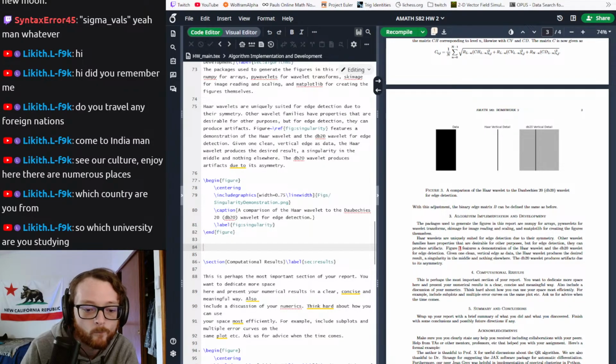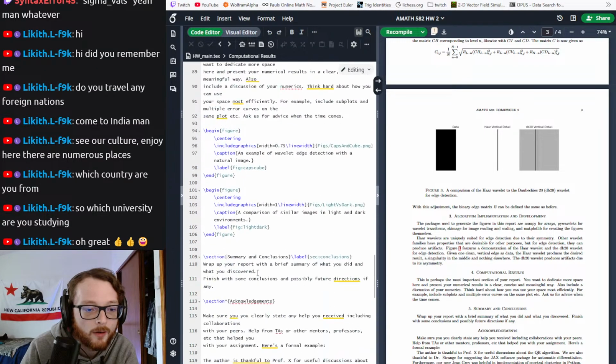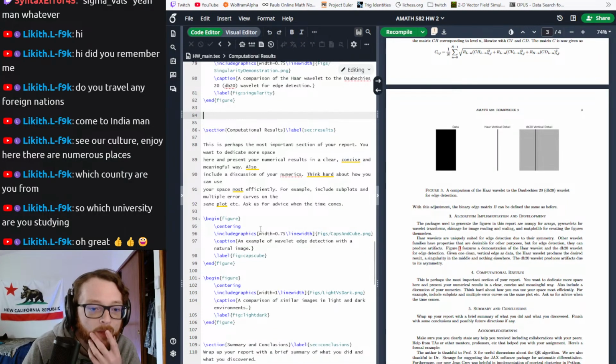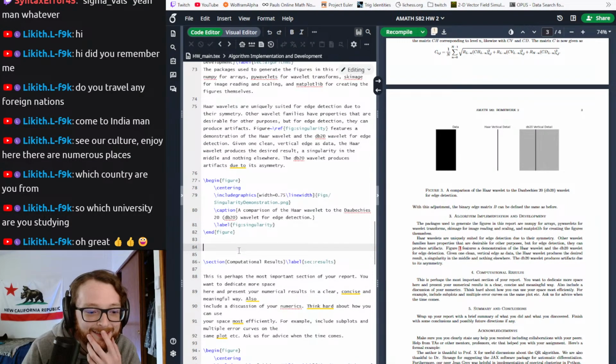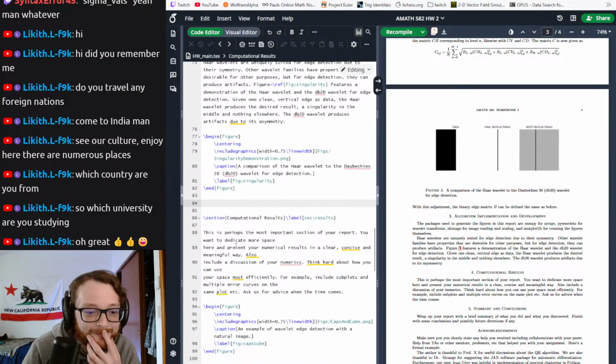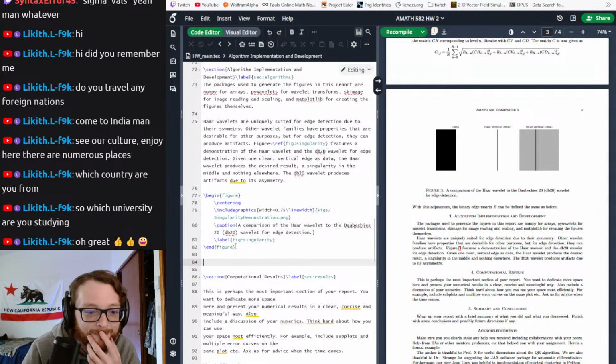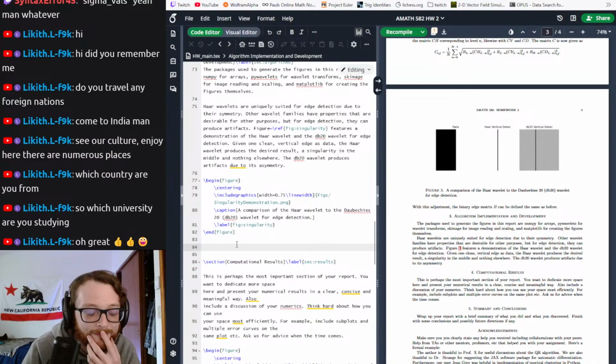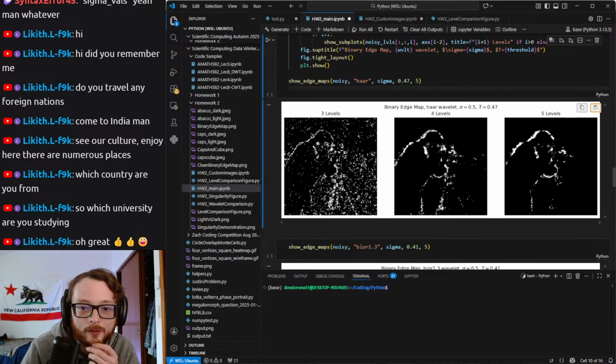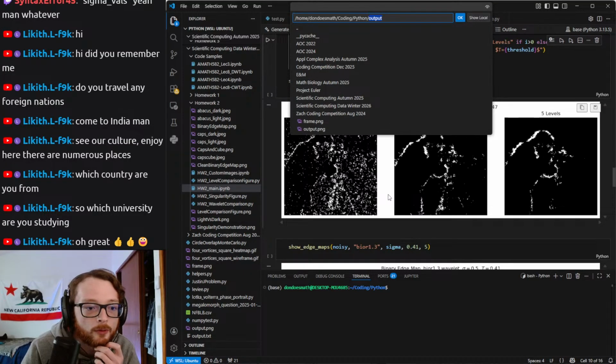Everything I type right now feels stupid. I could bring in one of the other figures that I made. Like, this is one that I probably do want to use. Noisy different levels .png.